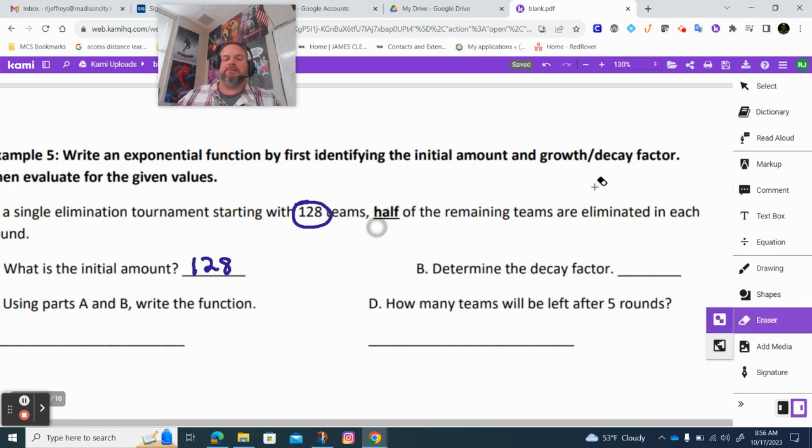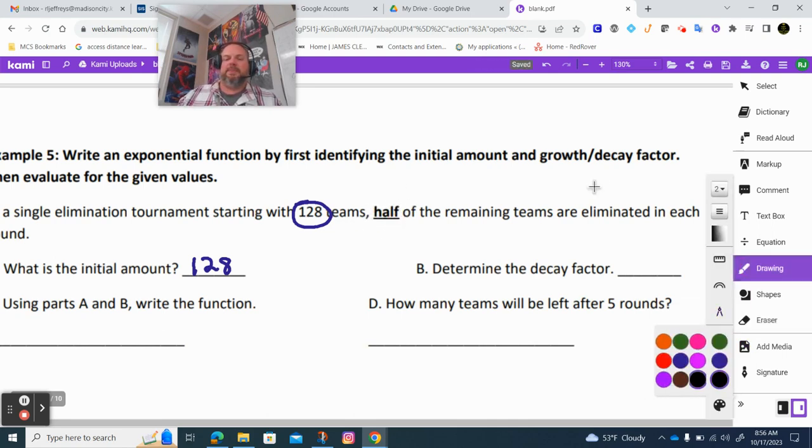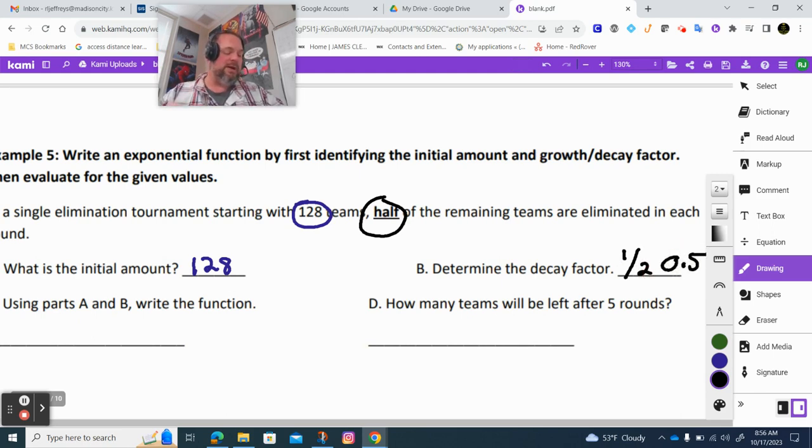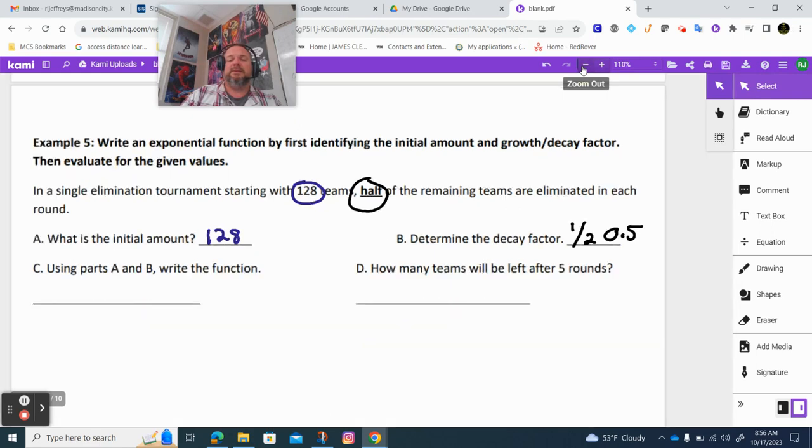This is actually a decay factor. We could say 1 over 2, or you could actually say 0.5. There's no requirements on that because it doesn't say to write as either a fraction or a decimal, does it? No. So if it doesn't specify, everything is okay. All right. Using parts A and B, write the function.